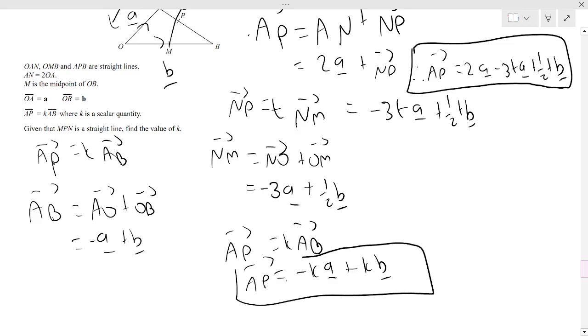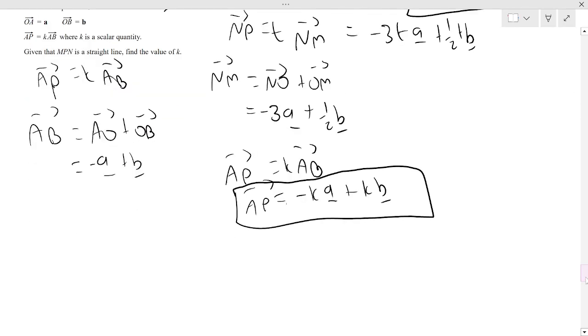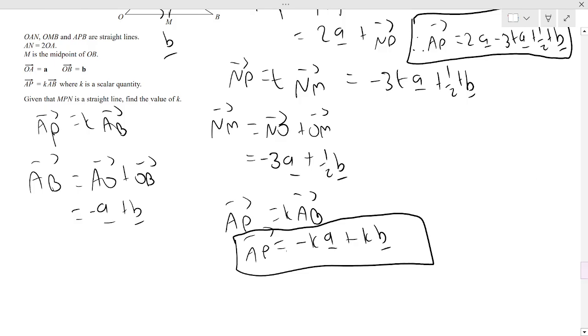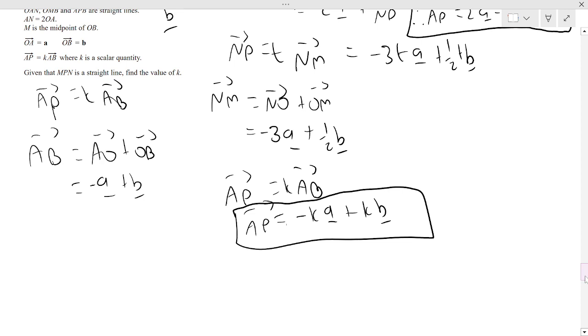So that's the strategy, right? You're going to want two different ways of finding a particular vector using all the information you're given. That's what we've done here. It looks nasty, but we have two different equations with two unknowns. So if AP is the same for these two, we can equate them together, can't we?